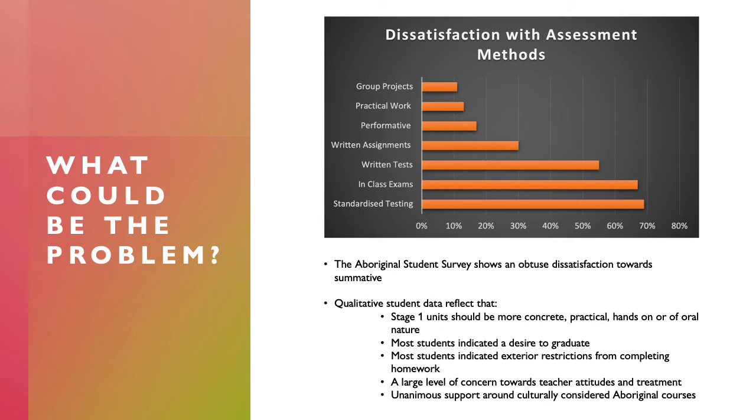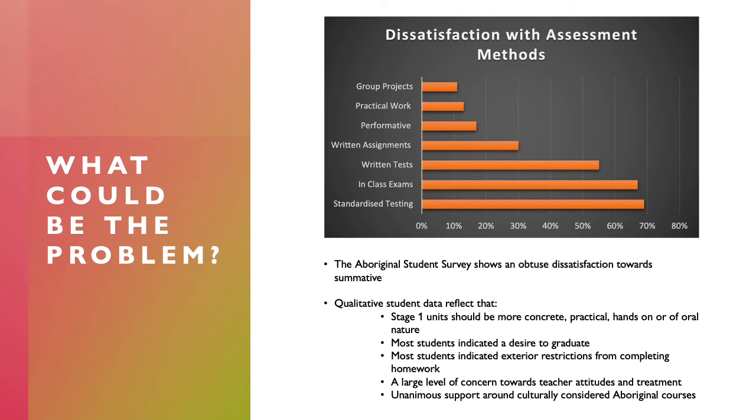The graph above shows student dissatisfaction levels with assessment types from the Aboriginal Student Survey held in 2019. As you can see, summative assessment types such as standardized tests and in-class exams have an obtuse level of unhappiness. From the same survey, qualitative data was collected which outlined some key issues from Aboriginal students. A lot of students thought that Stage 1 subjects should reflect practical differences compared to their Stage 2 and 3 counterparts. There was an overall desire to graduate and understanding that graduation leads to future success.